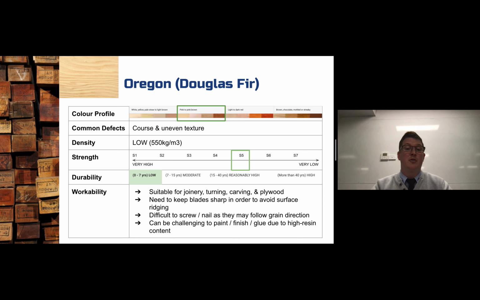It can be difficult to nail and screw because it's got such defined grain lines. You can see those darks and lights in the grain there, so when you are nailing, quite often the nail, instead of going straight in, will actually bend and twist a little bit to work its way around the grain. And also, just like pine, it's got quite a lot of resin in the timber, which makes it difficult to paint, to apply glues and to finish, etc.